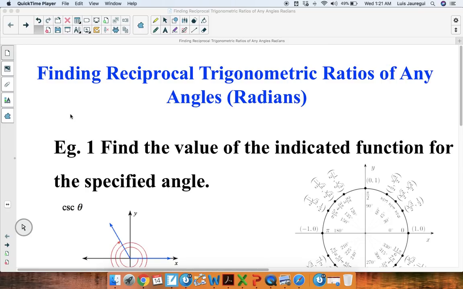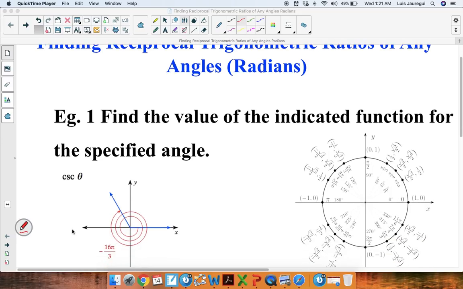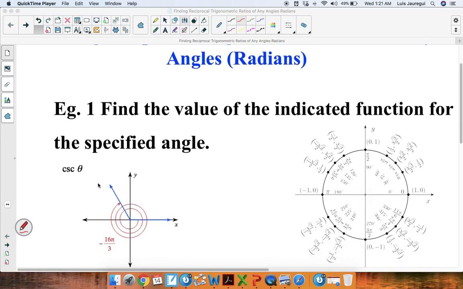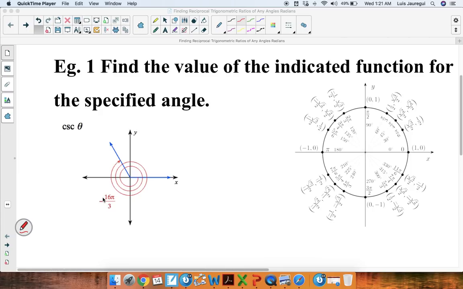Welcome. In this particular video, we'll be finding reciprocal trigonometric ratios of any angles using radians. Let's take a look at example 1. Find the value of the indicated function for the specified angle. In this particular case, we're looking for cosecant of theta when theta happens to be negative 16 pi over 3.